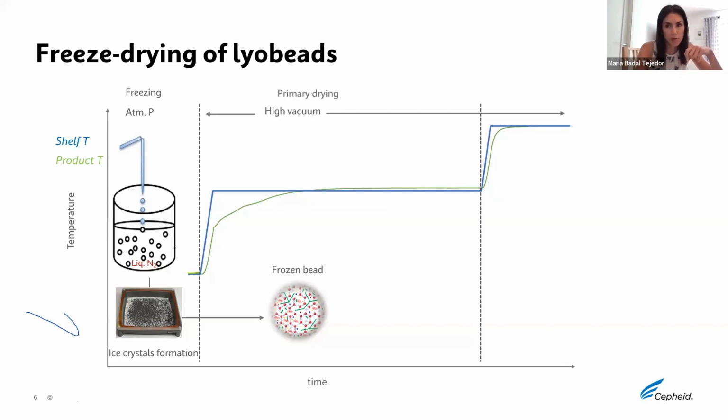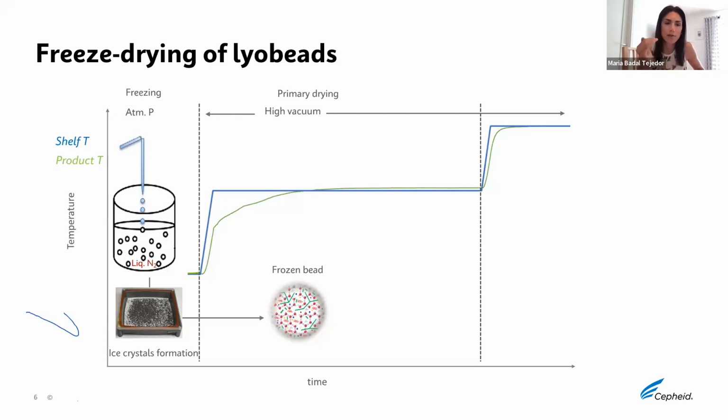Primary drying is also performed at high vacuum, and then we start providing energy into the system by increasing the shelf temperature so that all the ice crystals will sublimate. But in this case, since we had quench cooling, small crystals have formed, so they didn't have the opportunity to grow into very large crystals. And perhaps if we have a component that has the tendency to crystallize, it did not have the time to crystallize either.